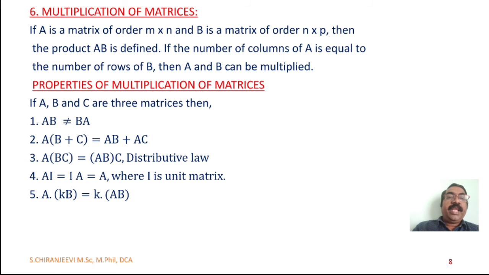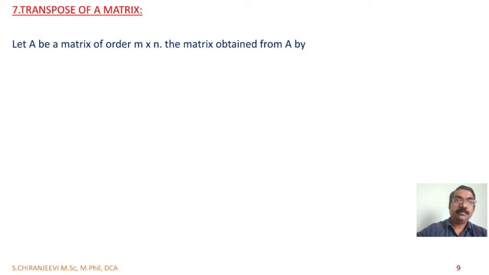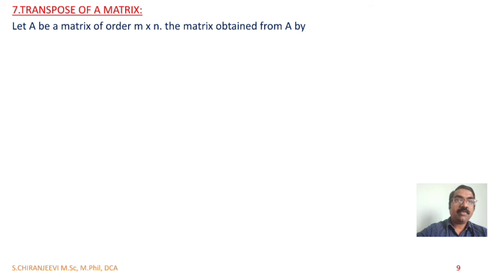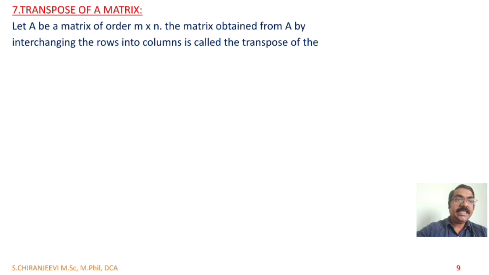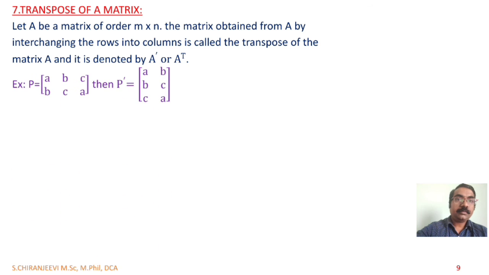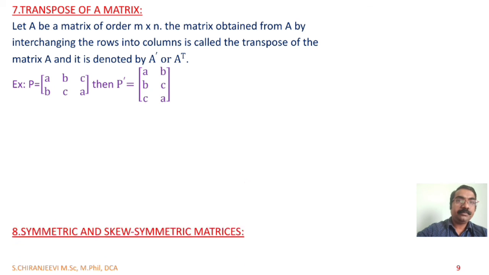Seventh one, transpose of a matrix. Let capital A be a matrix of order m cross n. Then the matrix obtained from A by interchanging the rows into columns is called the transpose of the matrix capital A, and it is denoted by A dash or A power T. Example, P equal to the matrix with rows A B C and B C A. If you interchange rows to columns, P dash will become the matrix with rows A B, B C, C A.